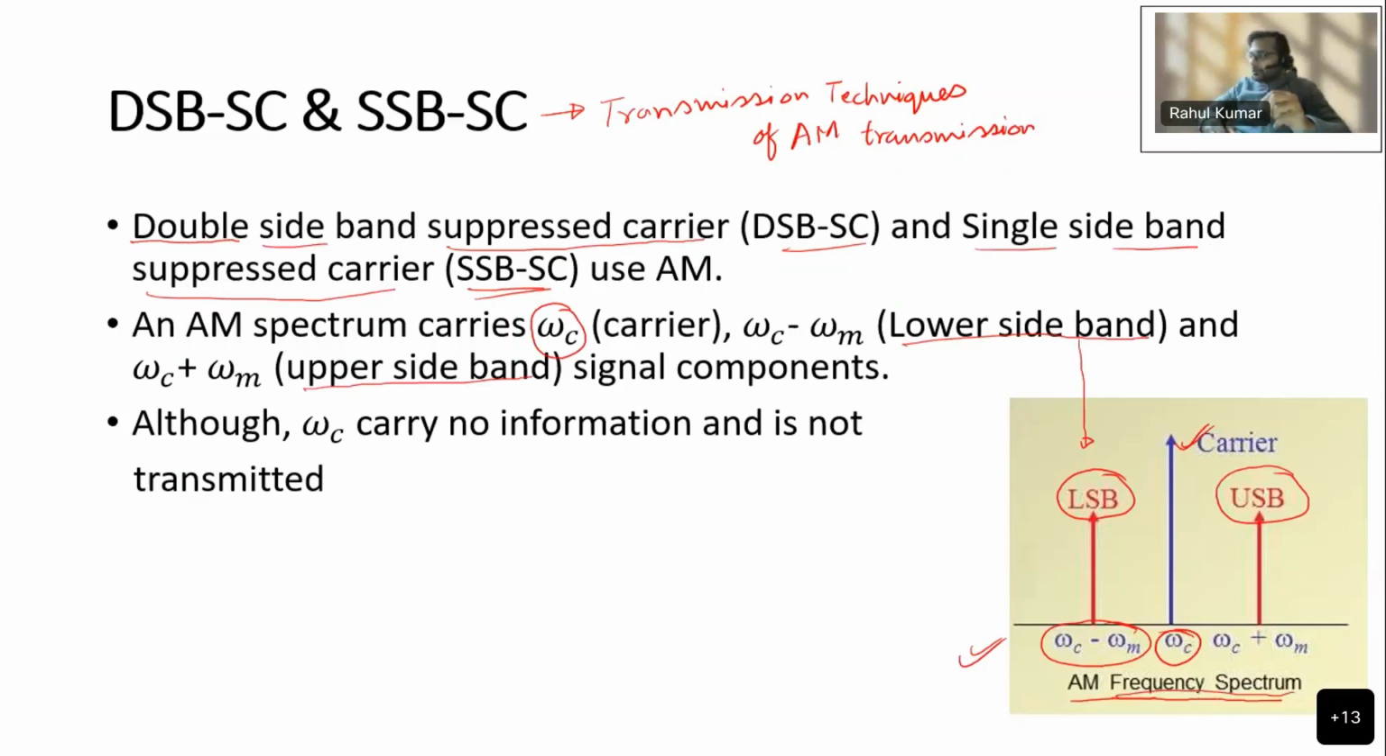Now the lower sideband and the upper sideband have the message or the information, but the carrier signal, the signal which you are getting at omega c, does not carry any information, right? So generally we do not transmit omega c or the carrier frequency. The carrier frequency omega c carries no information and is not transmitted.